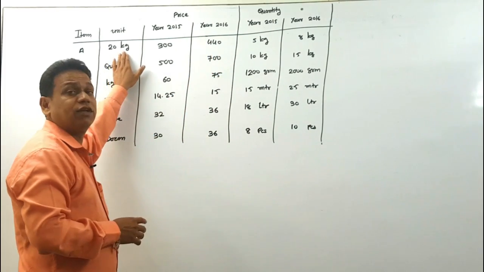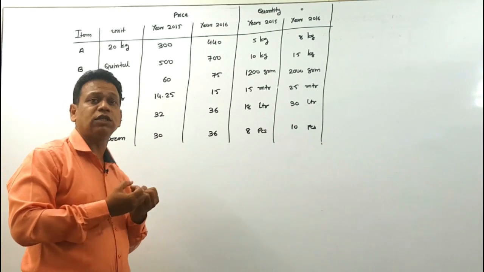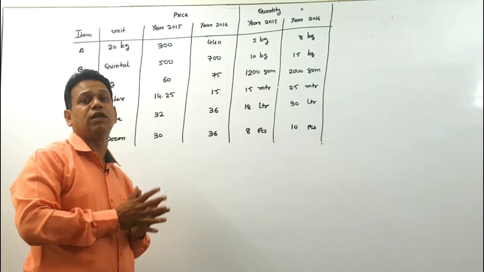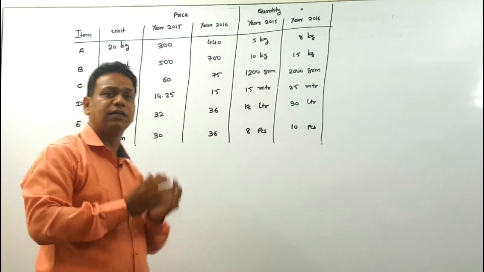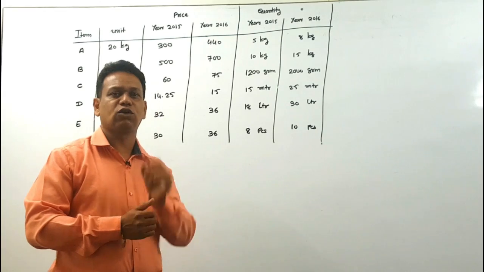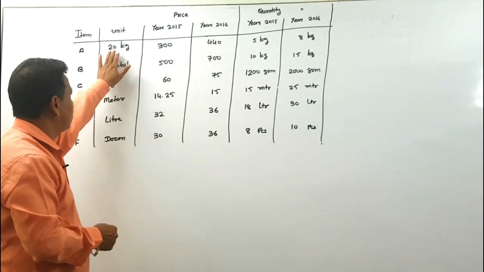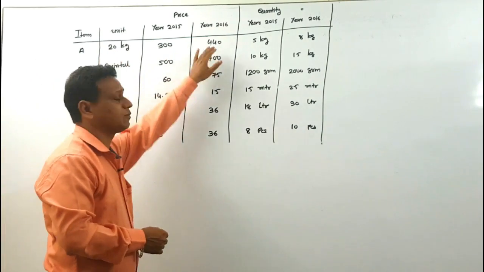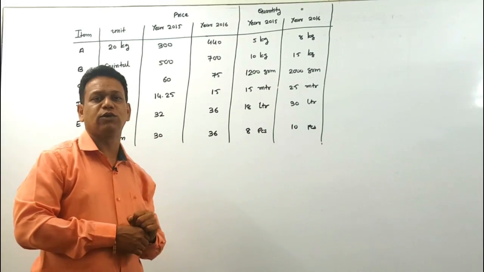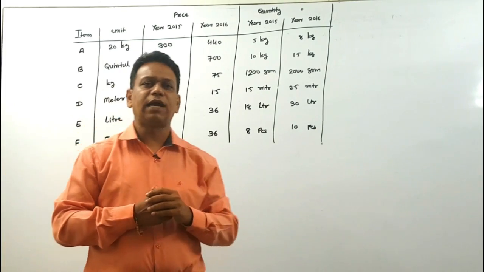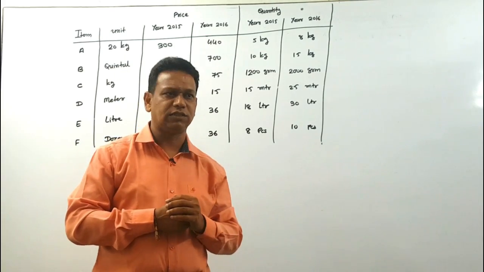If in the unit they have given kilogram, it means the consumption, that is called quantity, must also be in the same measure of unit. If prices are available in kilograms, we also need the quantity in kilograms. Got it? Okay. So they have given the price of 20 kilograms, but we need the price of 1 kilogram, because a middle class family cannot purchase wholesale things. They always look for retail things.